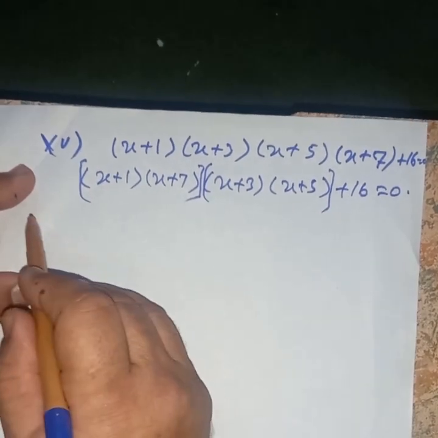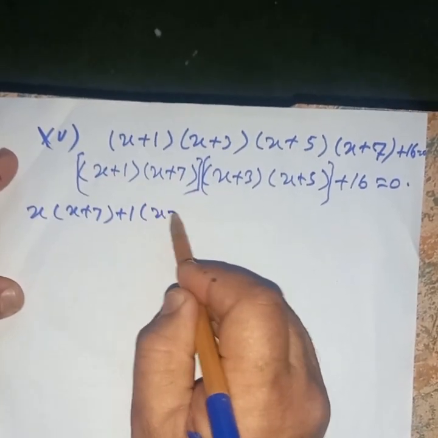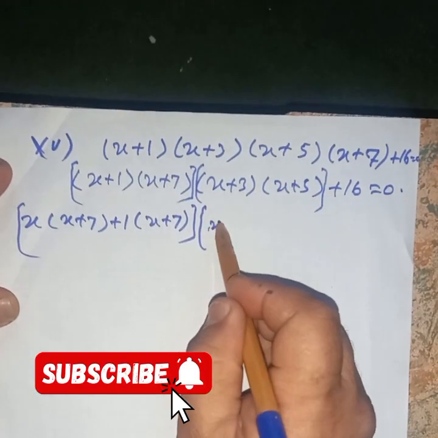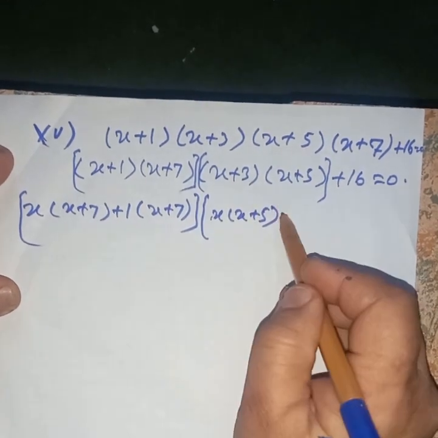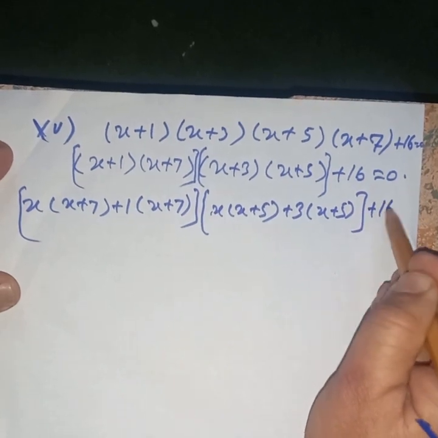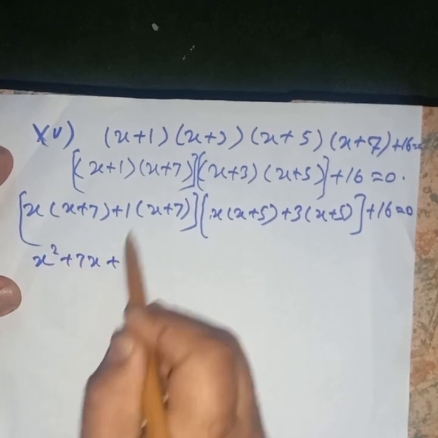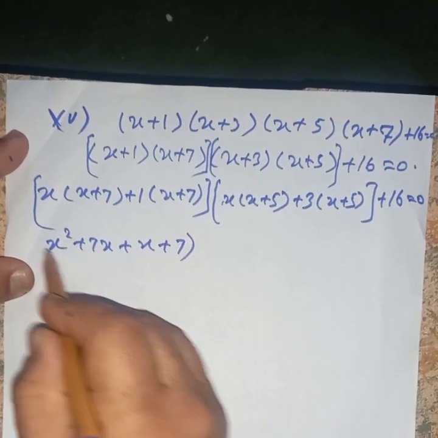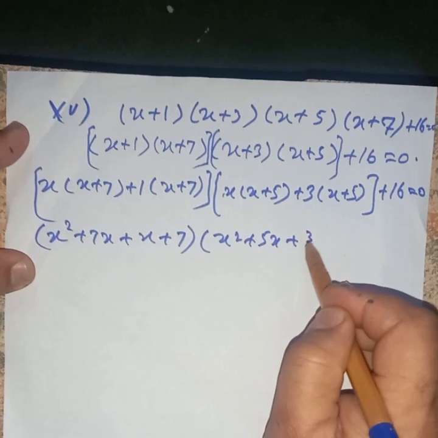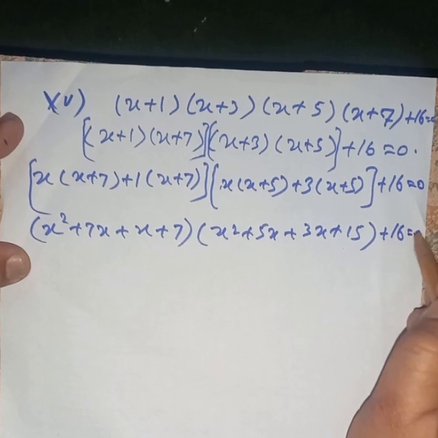So x to multiply with x plus 7, plus 1 to also multiply with x plus 7. We have to multiply this x also with x plus 5, and plus 3 to multiply with x plus 5, and 16 with 0. Now x square plus 7x plus 1x plus 7, and here x square plus 5x plus 3x plus 3 fives are 15, and plus 16 equals 0.